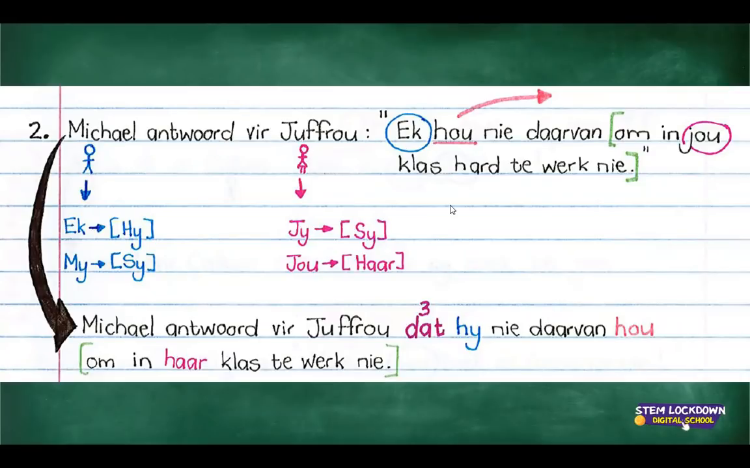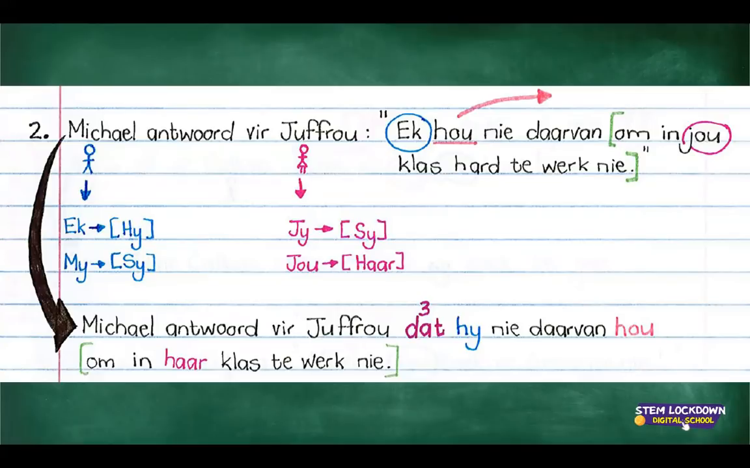Okay, so kom ons kyk, I write down this exactly as it's been given to me. Michael antwoord vir juffrou. Because it is still a statement, I put dat. I put a number 3 on top to remind me. It's group 3. My verb has to move to the end. Now, step by step. Hy nie daarvan hou. My verb has moved to the end in front of the infinitive om in haar klas te werk nie. Please remember to look for the pronoun in the infinitive because I found that you guys remember to change everything, but you always forget when I'm marking to change the pronoun stuck in the infinitive. And then you've gotten everything right and then you lose that mark.